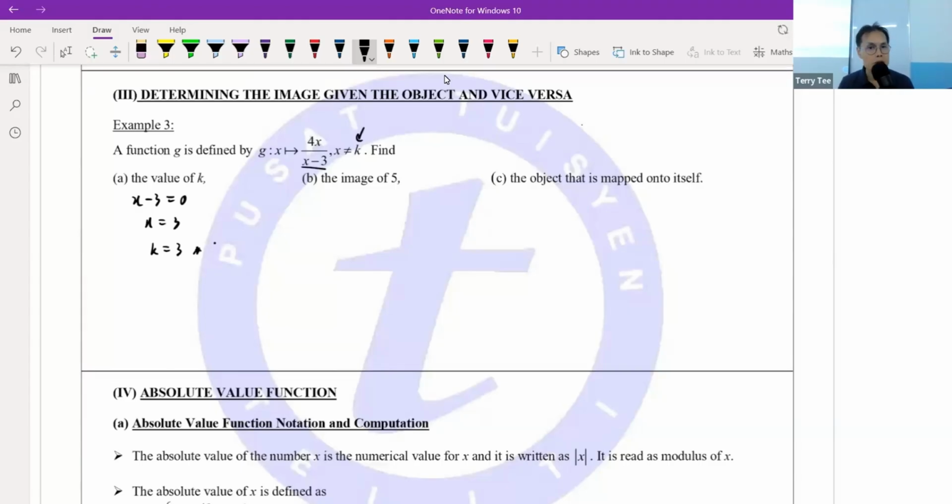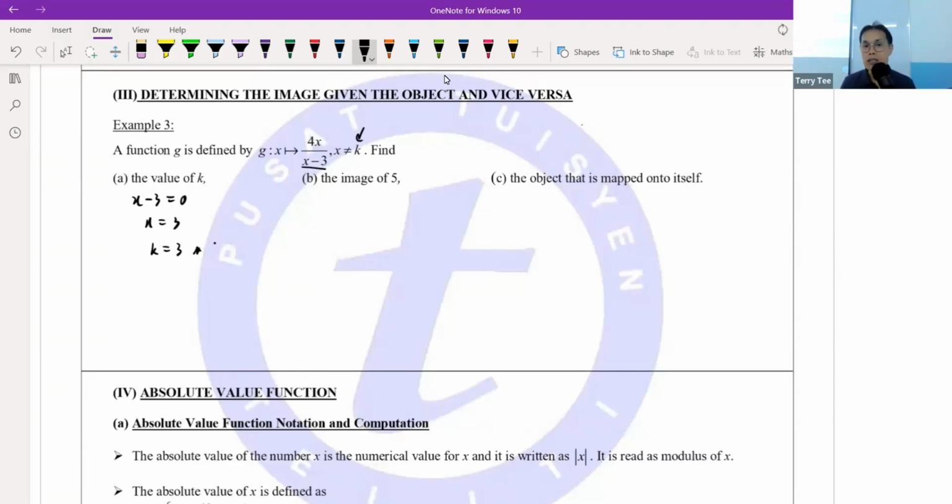Remember, your denominator can be anything, but it can't be 0. Okay, if you don't believe me, let's put 3 inside. What will I get? 4 times 3 divided by 3 minus 3. 4 times 3 is 12. 12 divided by 0, infinity, undefined. So the function becomes undefined when your denominator is 0. In this case, your x cannot be 3.